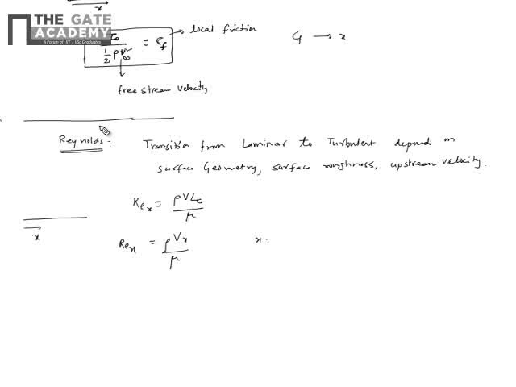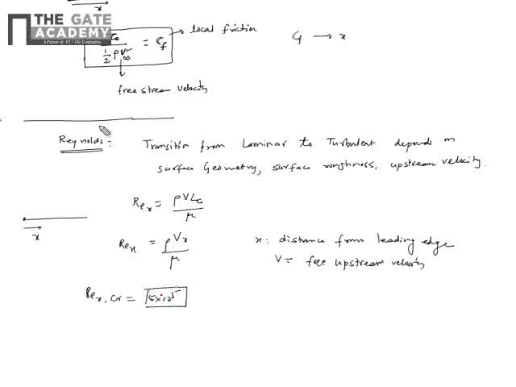Leading edge is this, where the flow is taking place. So x is the distance from the leading edge, and v is the free upstream velocity. It is said that if the Reynolds number, the critical number, reaches 5 into 10 power 5, that is considered as the demarcation between laminar and turbulent.